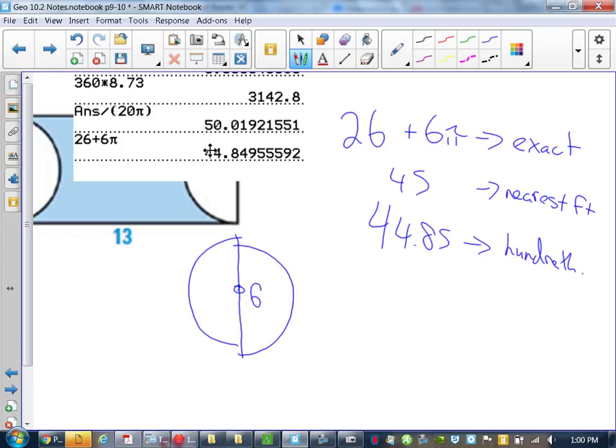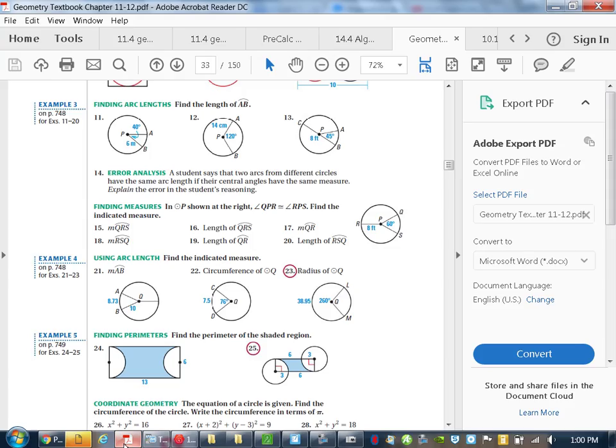And these shape ones like this really aren't all that bad. It's just a matter of understanding how much of the circle you are using. Sometimes are you using the whole circle to get around, or are you using just part of the circle, things like that.